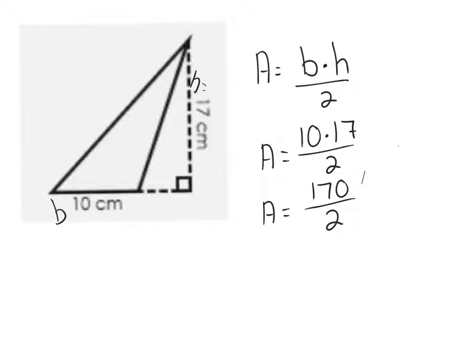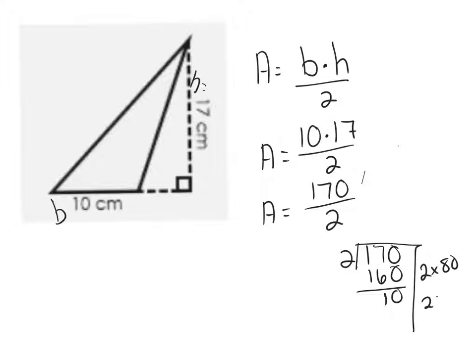So then you might have to, if you're in my 4th grade class, come over and do your partial division. Divide this by 2. You're probably thinking 2 times 80. That gives 160 with 10 left, and then 2 times 5. And that gives us exactly 10. So 85. So if I divided this, this would be 85 centimeters squared.